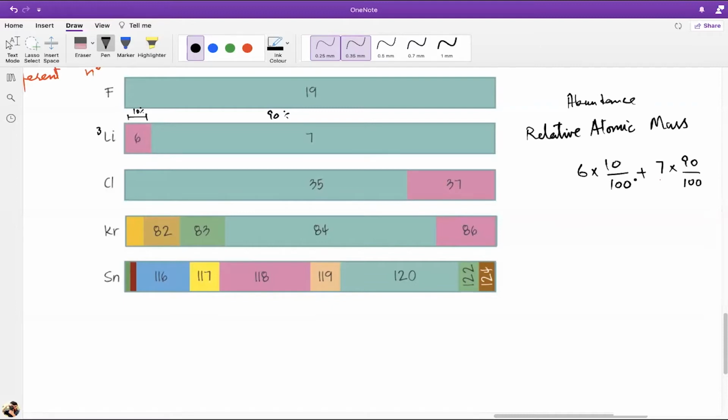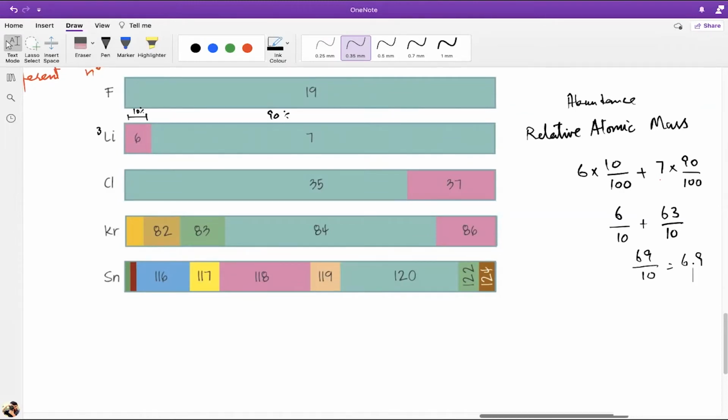And of course, the usual laws of BODMAS apply. And you will have what? 6 over 10 plus 63 over 10. And that will give you what? I don't know, I'm not good at this. I'm just kidding, I am. So 6.9. And that is the average mass of lithium that you find.